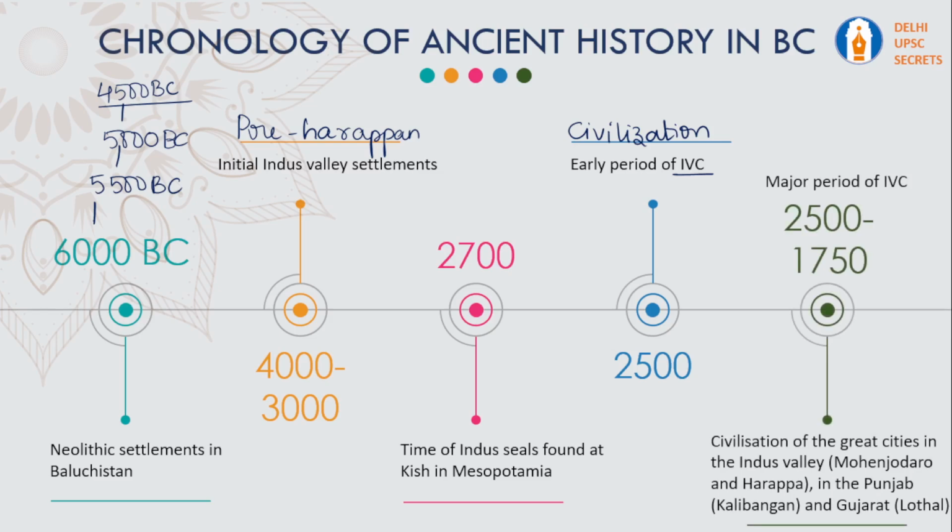So it means the period between 2500 BC to 1750 BC is the highest stage or the mature stage of Harappan civilization. The civilization with great cities like Mohenjo-daro, Harappa, Kalibangan, Lothal, Dholavira, and many more. So all these areas flourished like anything. But later, after that particular period, you would see the decline of Harappan culture.